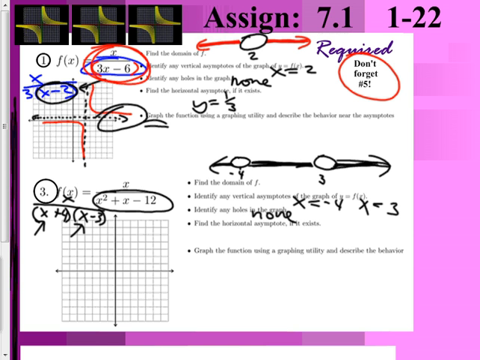All right, so horizontal, Bob is bigger on bottom. It is bigger on bottom. What's the rule for bigger on bottoms? Outside. What's on the outside of the fraction? There's nothing out there, so we say y equals 0. Good. Graph the function using graphing utility.